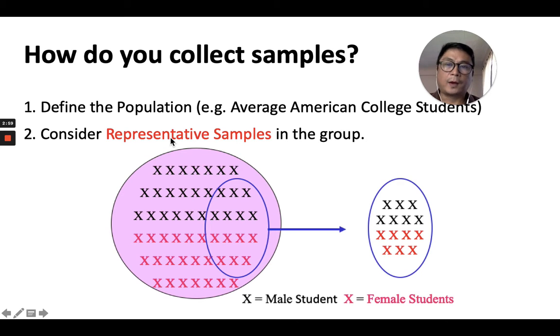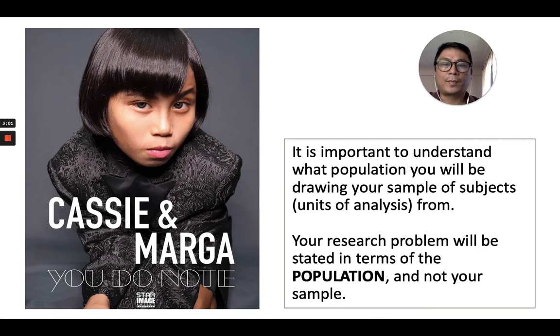Okay, or nomothetic. Okay, it's important to understand what population you will be drawing from. So it's important to be able to define clearly who or what your units of analysis are, because those are what you're going to make conclusions about. Your research problem should be stated in terms of the population and not your sample.